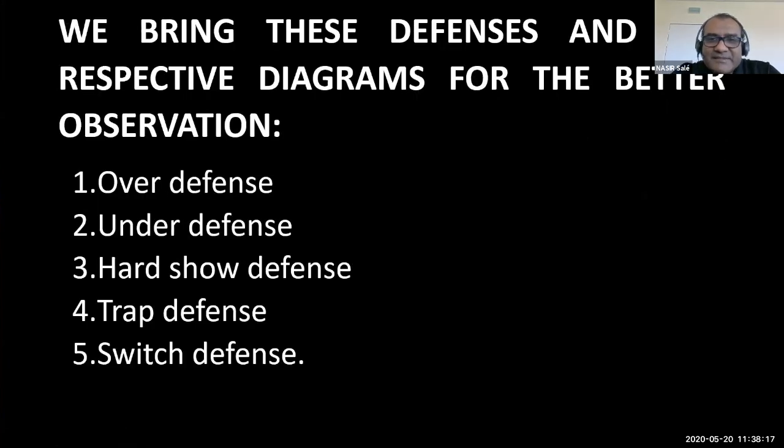Today we bring this defense and the diagram for the observations. For example, defenses for the pick and roll in the middle court or the side courts, like over defense, under defense, hard show defense, trap defense, and switch defense. These are some examples we will discuss today about the pick and roll defense.